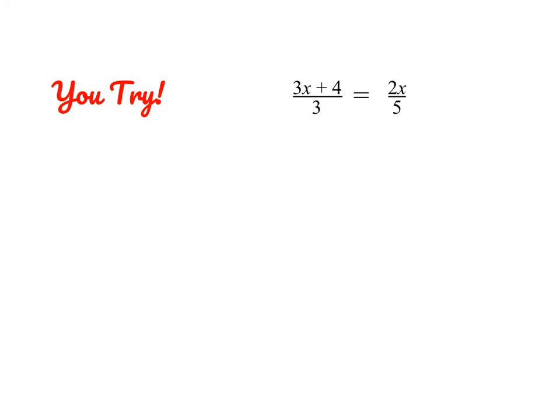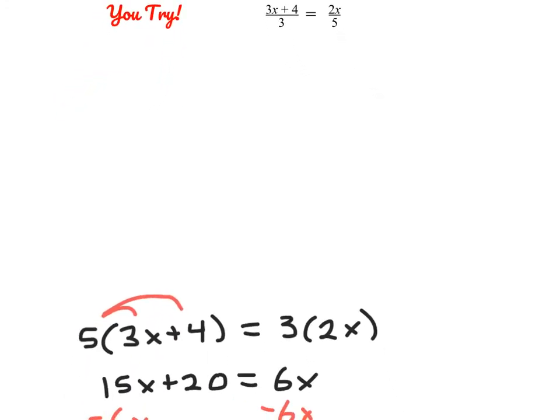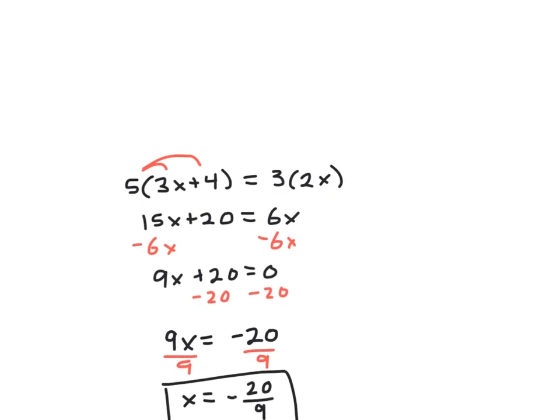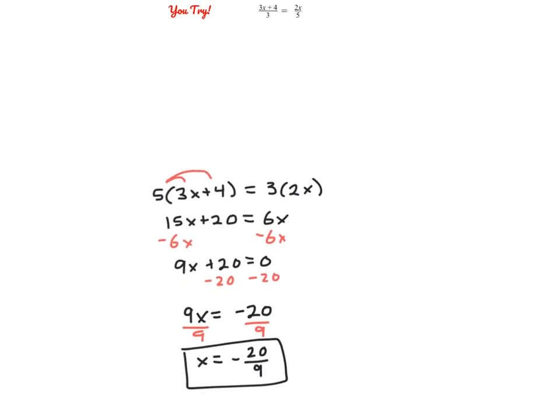All right, this is the last example. Go ahead and pause the video and give this one a try. Okay, so here you should end up with 5 times (3x plus 4) equals 3 times 2x. So you need to distribute the 5. 5 times 3x is 15x. 5 times 4 is 20. And then here we're just multiplying. 3 times 2x is 6x.